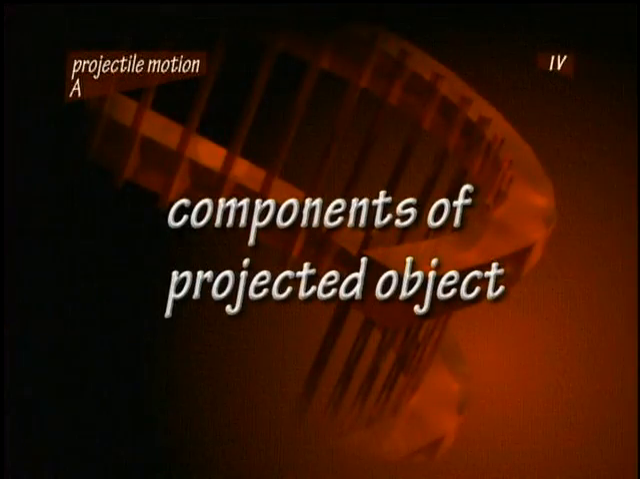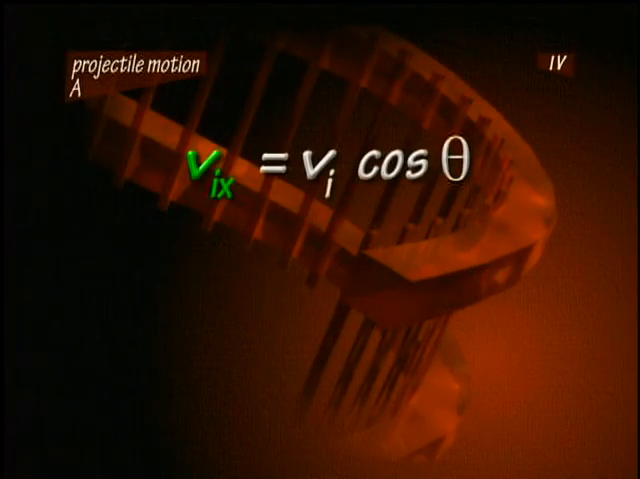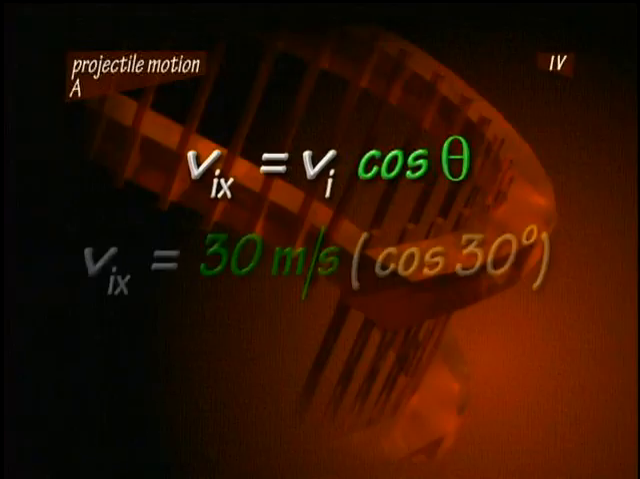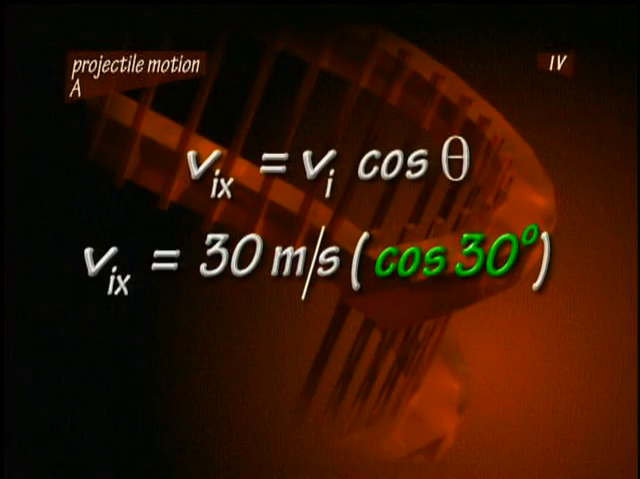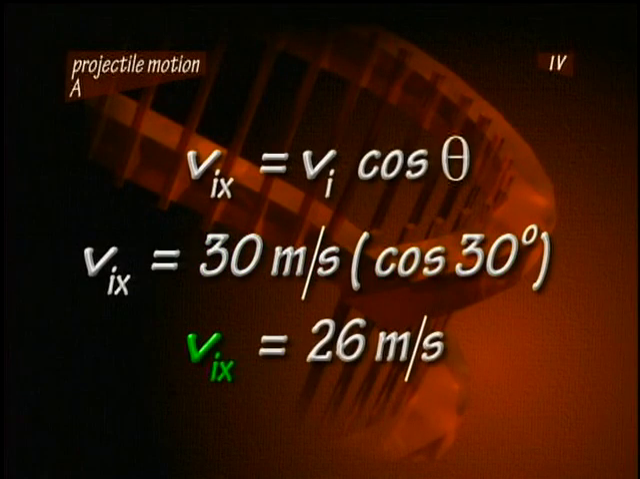Remember from our discussion of the components of a projected object that the x component of the initial velocity equals the initial velocity times the cosine of theta. So for our soccer problem, the initial velocity of the ball is 30 meters per second times the cosine of 30 degrees, which is the angle the ball was kicked. So the initial velocity of the ball in the x direction equals 26 meters per second.